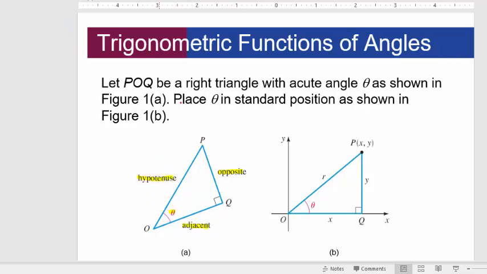Now in the picture on the right, we've converted this picture into the coordinate plane, and we've drawn this angle theta in standard position, right? So theta is now in standard position, and now our side that was opposite is now called y, our side that was adjacent is now called x, and our hypotenuse we're now calling r, standing for radius. So we just converted opposite into y, adjacent into x, and hypotenuse into r.